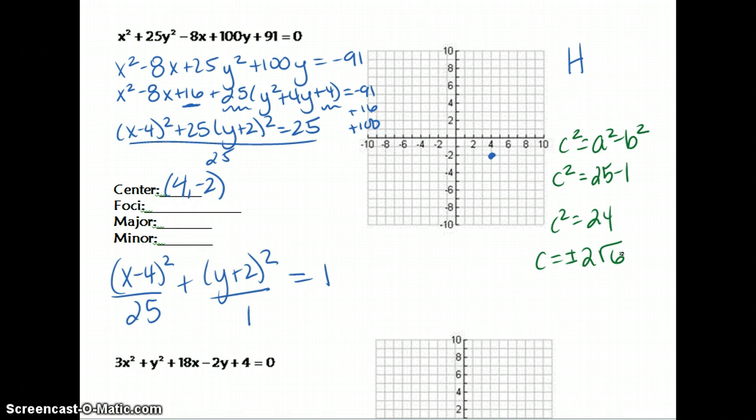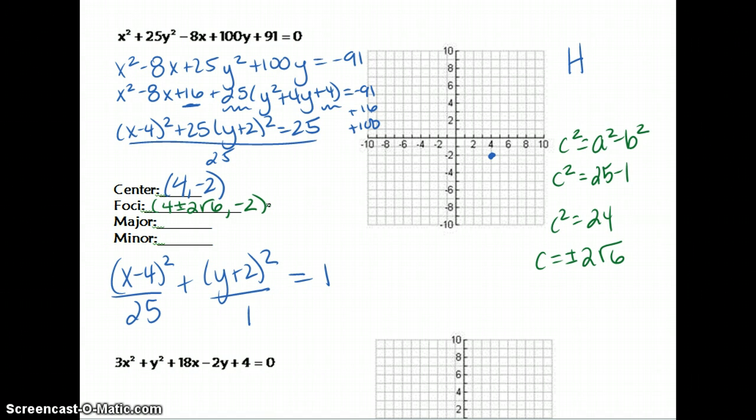Now, when you guys are writing the foci, please keep it in radical form. Don't switch it to decimal. However, when you go to graph it, it's going to be in decimal form. So since it's a horizontal ellipse, we're going to affect the h value of the center. So 4 plus or minus 2 root 6 comma negative 2.